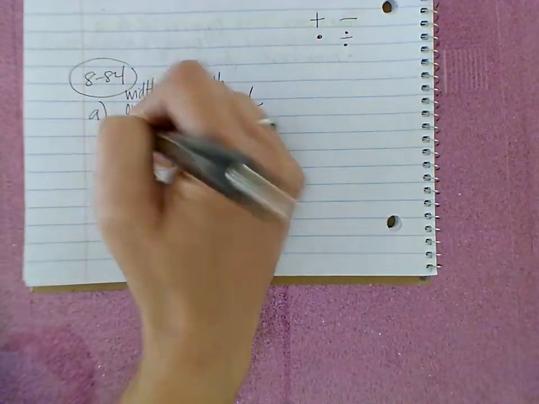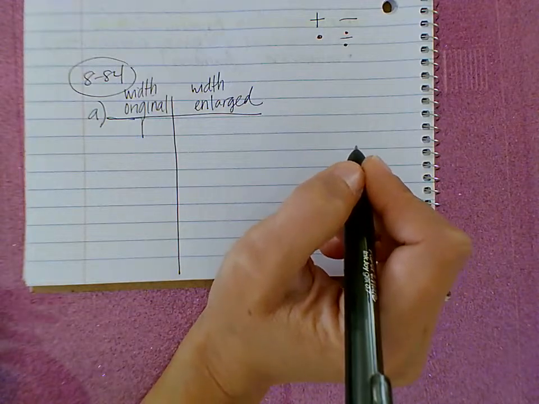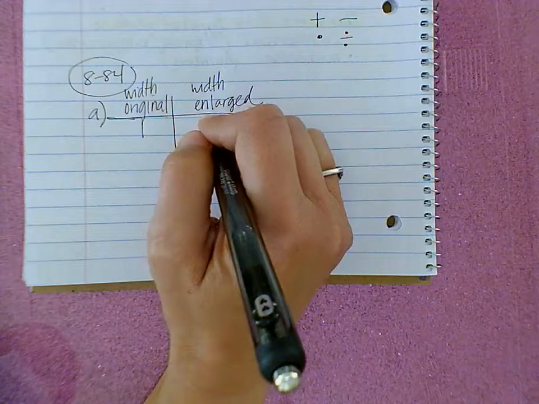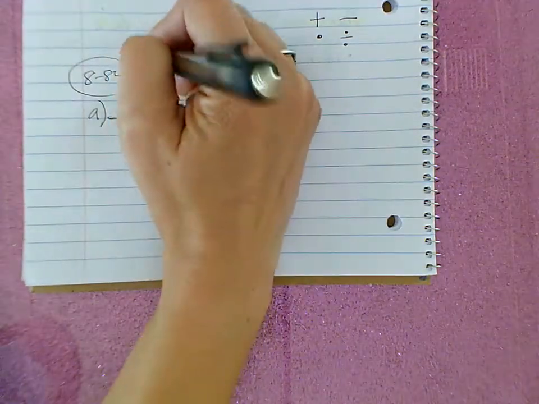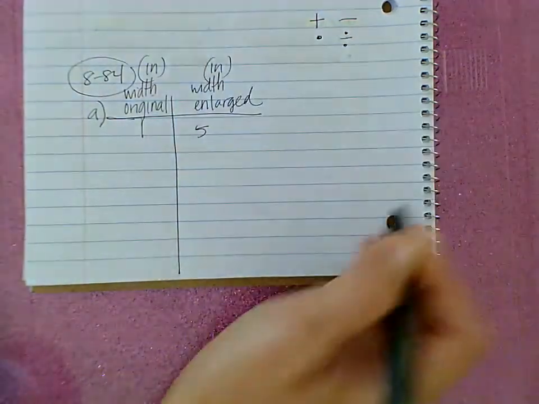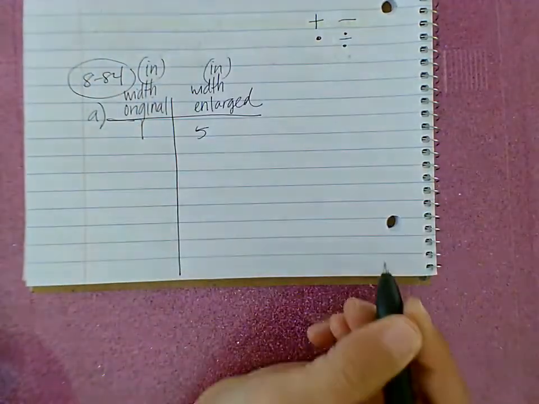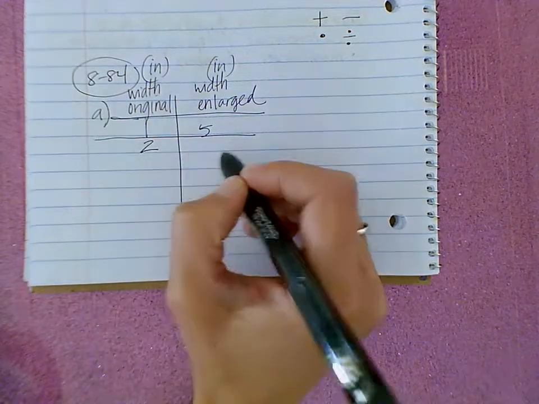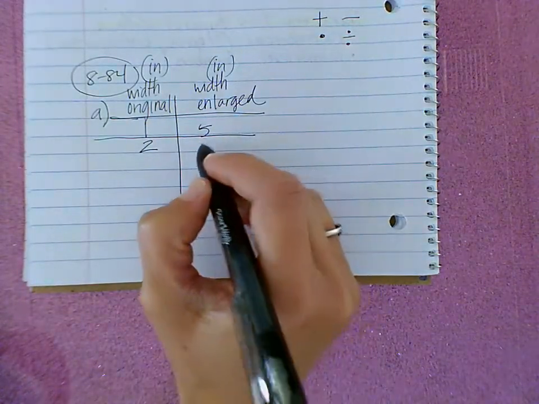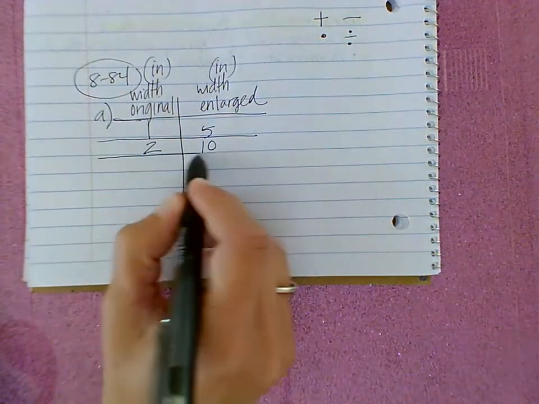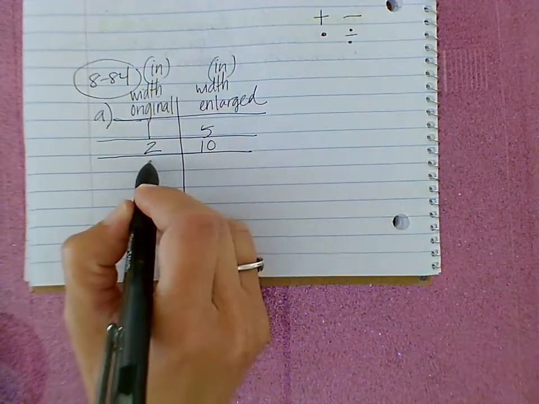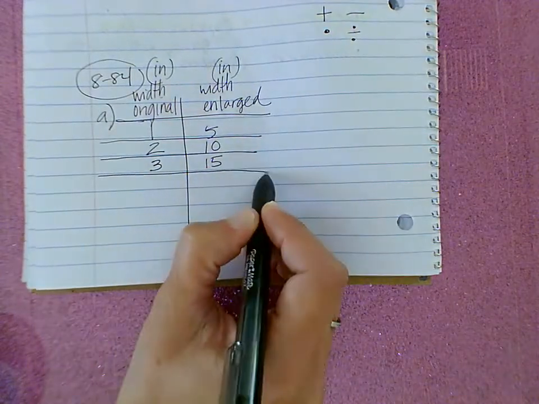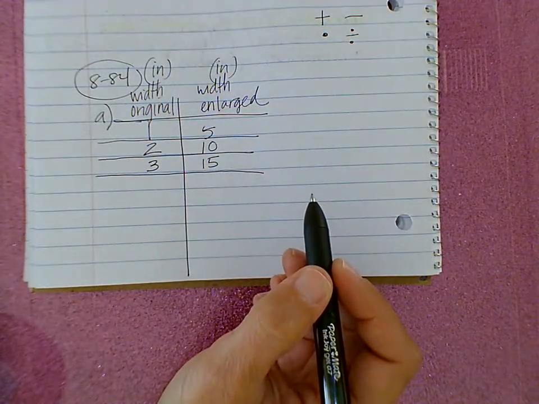So if she starts with a 1 and she multiplies it by 5, how much is it enlarged to? 1 times 5 is how much? 5. Okay. These are both in inches, by the way. If she starts with 2, how big does it become when you multiply by 5? 10. What about if she starts with 3? 15, right? We're multiplying by 5 according to what the rules say each time.